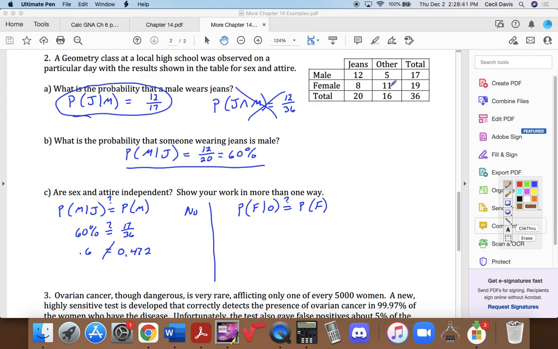So female given that they're other is 11 out of 16. And the probability that they're female is 19 out of 36. I doubt those are the same. What if one day you put it in your calculator and it comes out the exact same number? It's not. 0.68 and 0.52. Today's not that day. So these are not independent.